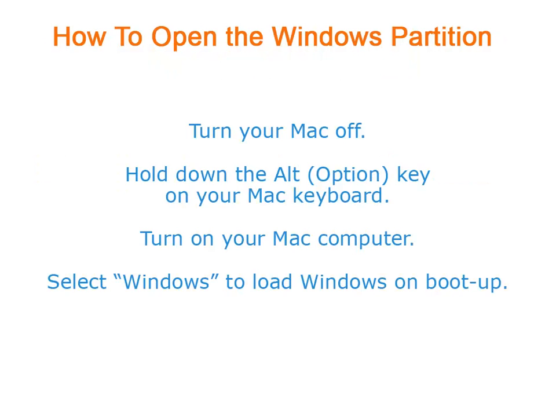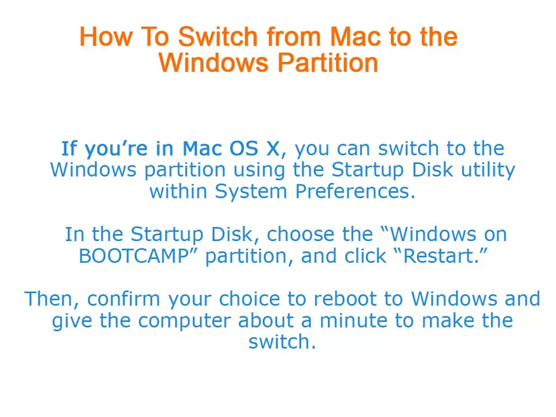To get to the Windows section of your Mac computer, turn off your Mac. Then hold down the Alt-Option key in the lower left corner of your Mac keyboard. Now turn your computer on and select Windows during boot up. If you're already using your Mac computer, you can easily switch to the Windows partition. Just click Startup Disk and then within System Preferences, click on Windows Bootcamp Partition and click Restart.